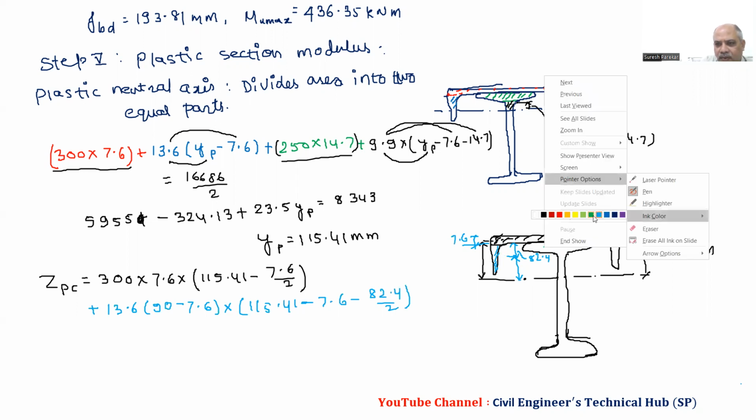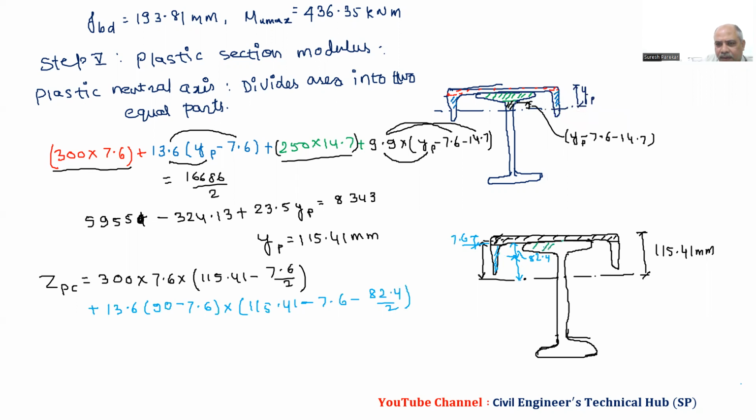Then we have the next part, that is of the flange of the beam. So we have this portion now, and then we have plus flange, we have 250 into 14.7 into, now we have 115.41. We have to subtract the value of 7.6, and then from the center of this, so we have 14.7 by 2. So from the center of this distance, 7.6 and half of this flange thickness.